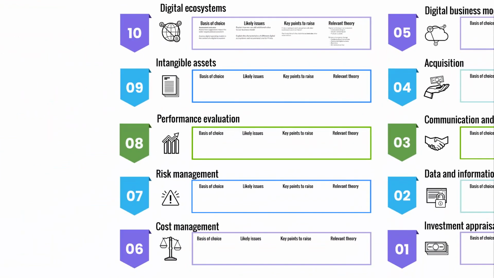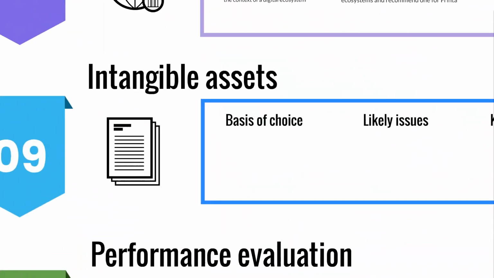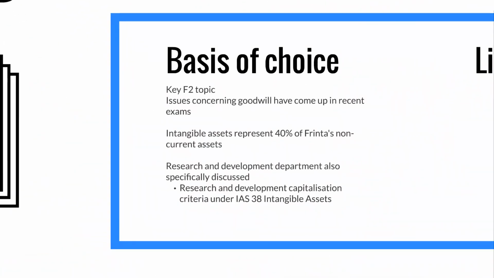It's not a particularly complicated topic, but it's one that could have some significant relevance for this pre-seen company. The other one is intangible assets. So this is IAS 38. Intangible assets. It is a key F2 topic, and issues concerning goodwill have come up in recent exams.